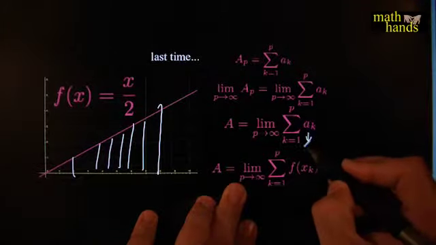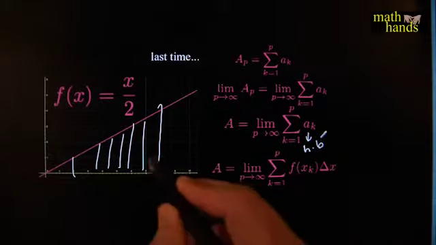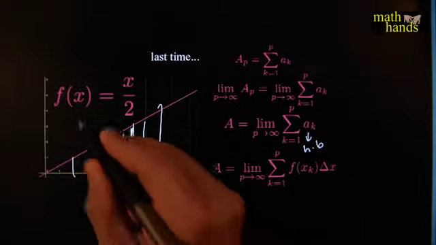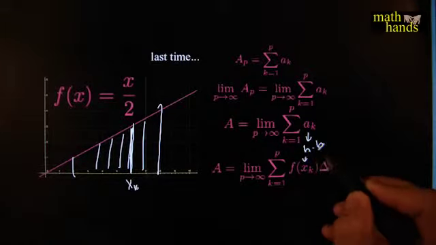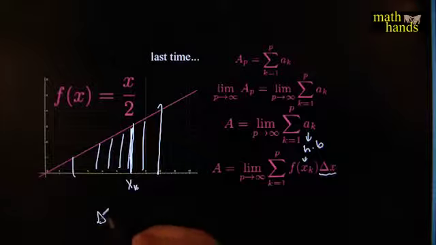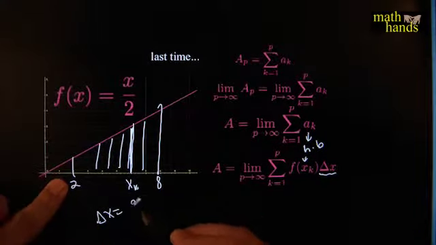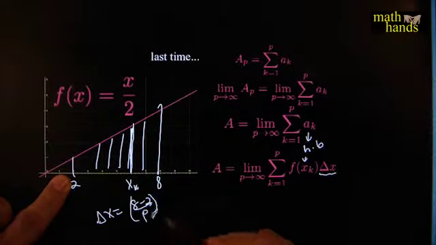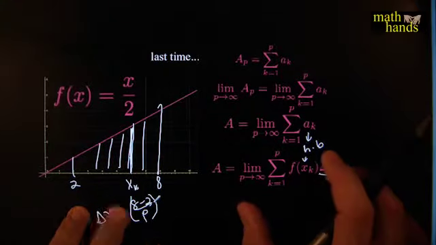Of course, each of these little areas is height times base. The height we found by taking some value, like x_k, and plugging it into the function. That's how you get f(x_k), the height of the little rectangle. Of course, the width is delta x. And delta x for our case was the length of the interval. If this was 8 and this was 2, it would be 8 minus 2. That would be the whole thing. But then you divide it into p pieces, so each of them was (8 minus 2) divided by p. Whatever, that's what we did last time.